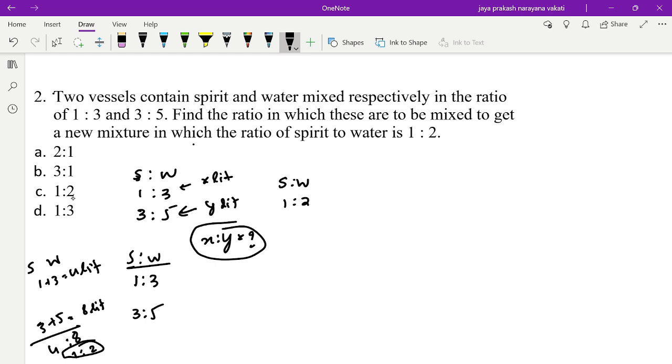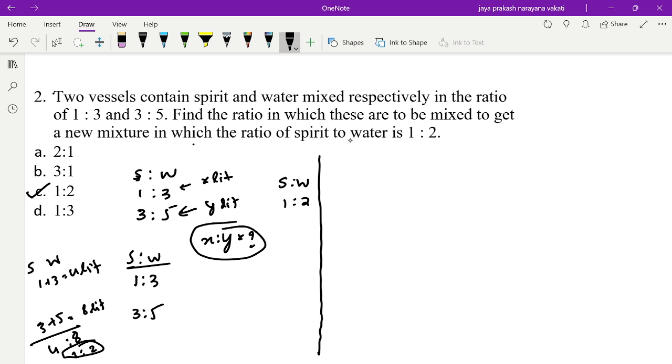I straight away got the answer that I need to take 4 liters from the first vessel and 8 liters from the second vessel, so that the resultant mixture also will have spirit and water in the ratio 1 is to 2. This is my answer. Sometimes the numbers may not be this easy, so I need to give you another way, the traditional method, to solve other problems.